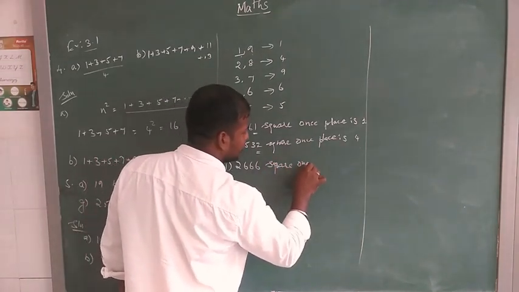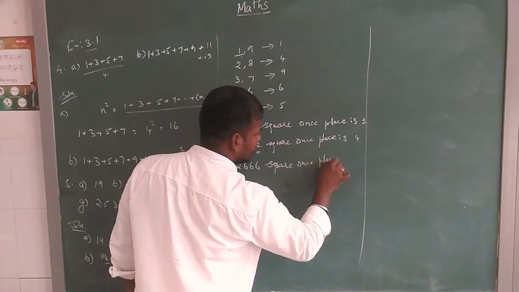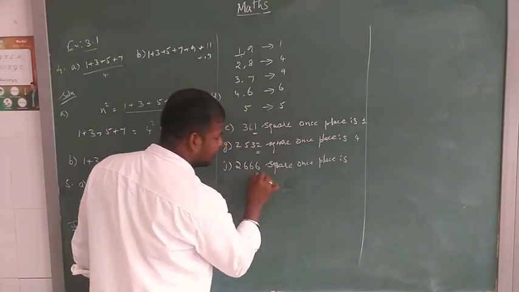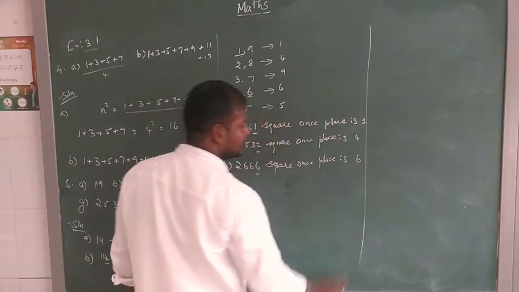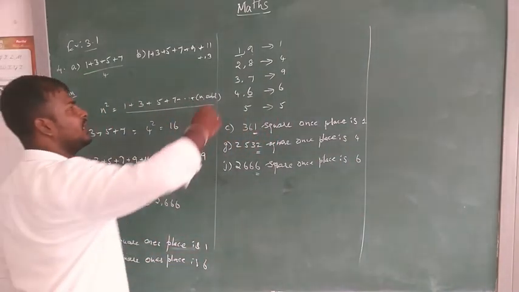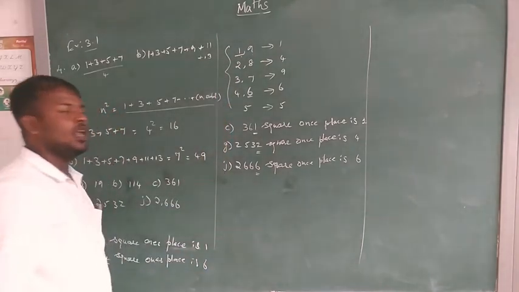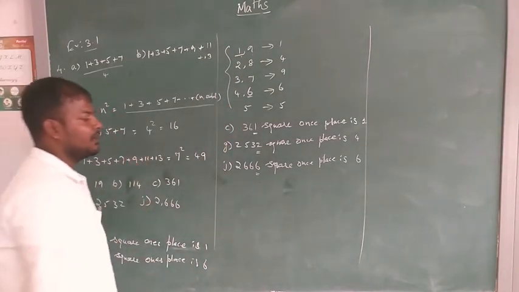Square ones place is. It is ending with 6. So what is that number? So your ones place is 6. So say if you are using this one, easily you can find the ones places of the square numbers.